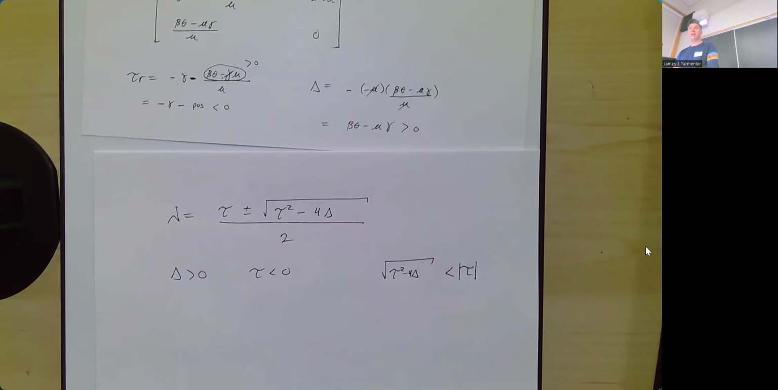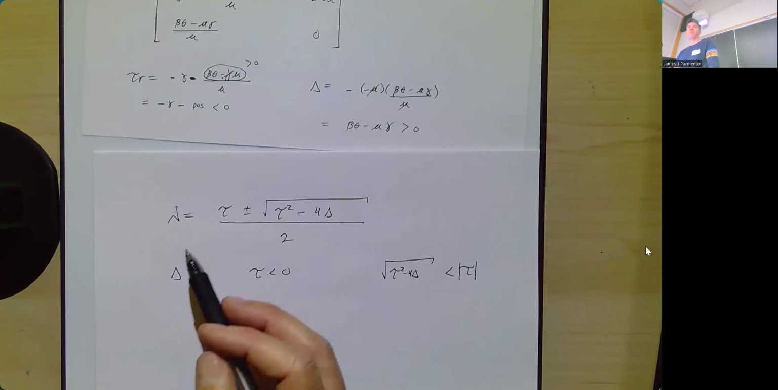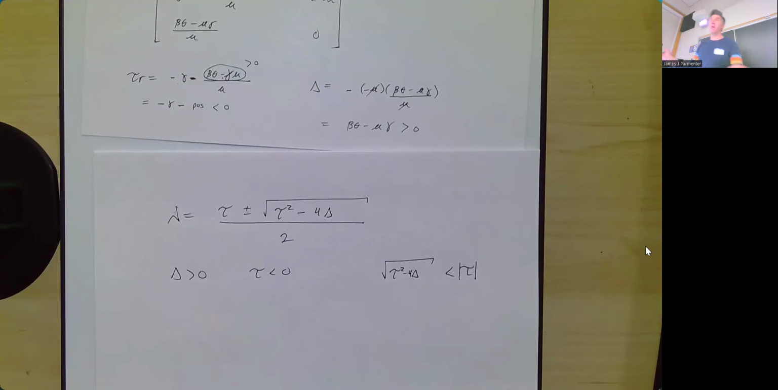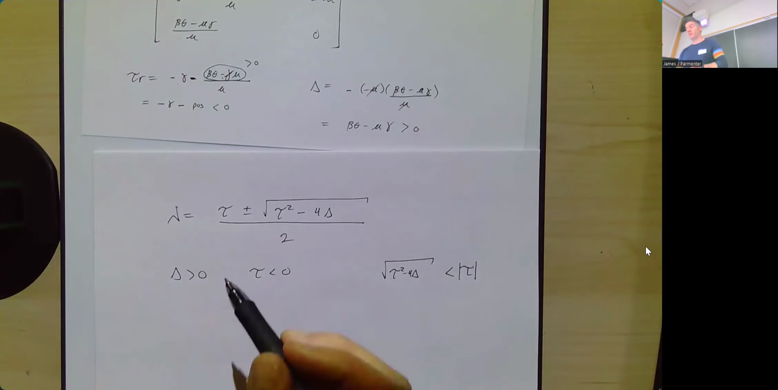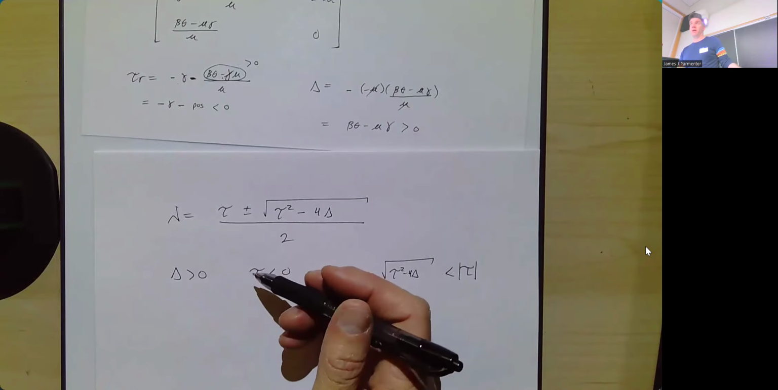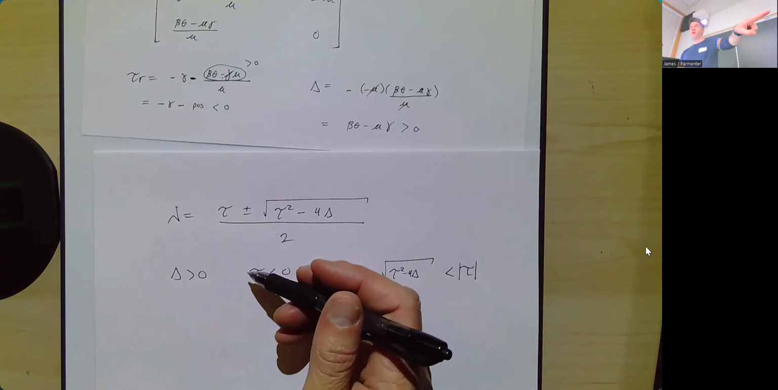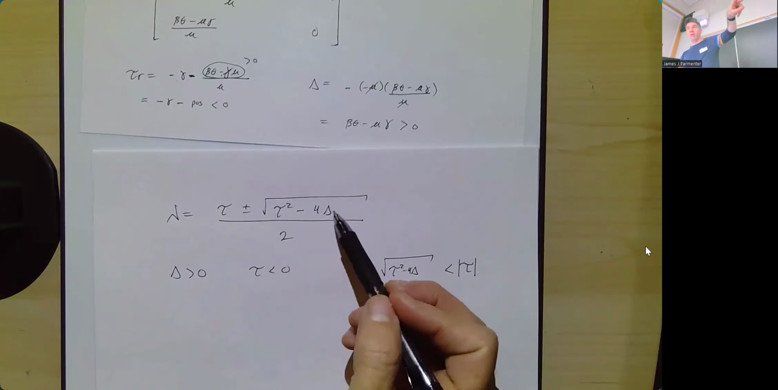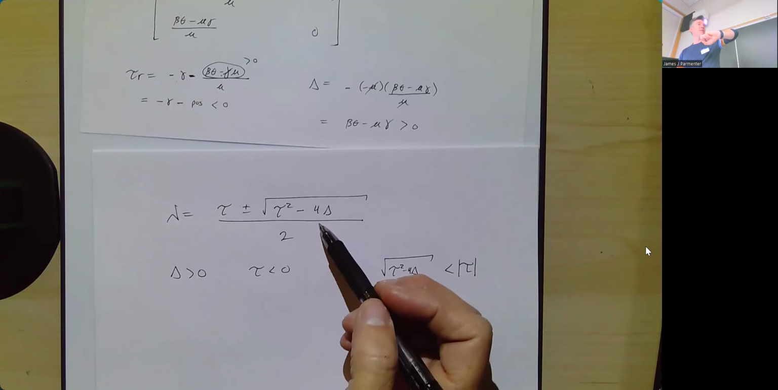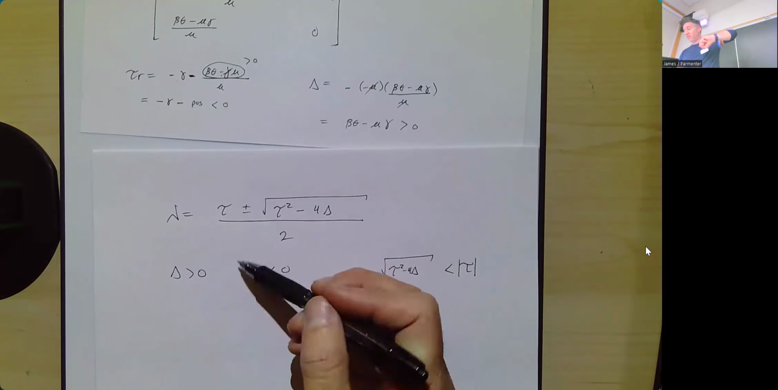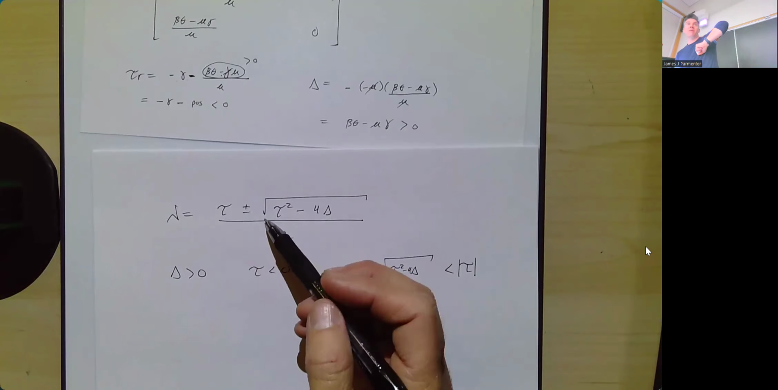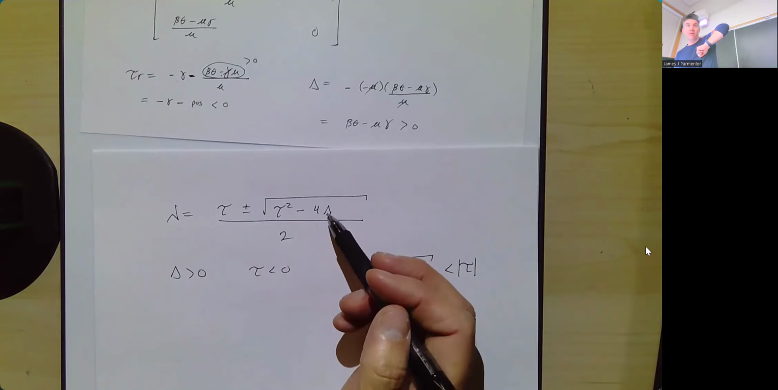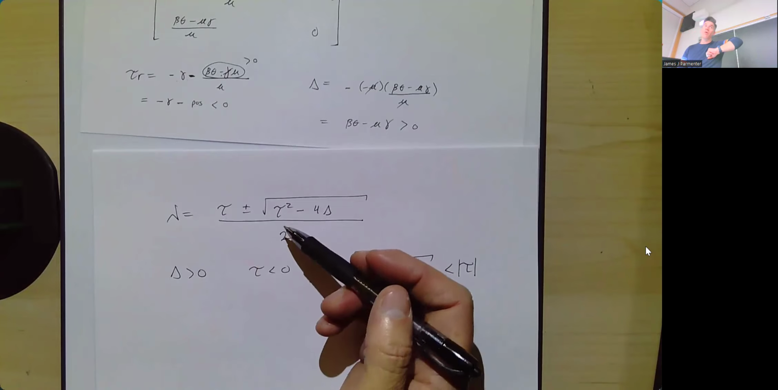So if the trace is negative and you add a number that's smaller than its absolute value, it's still negative. And if you subtract a number that's smaller than its absolute value, it's definitely still negative. Or if things aren't real and we're complex, because we could be complex, maybe this is too big over here, we still have stability because our trace is negative. You have a negative real part plus or minus the square root of a negative number, which means we would have a stable spiral.